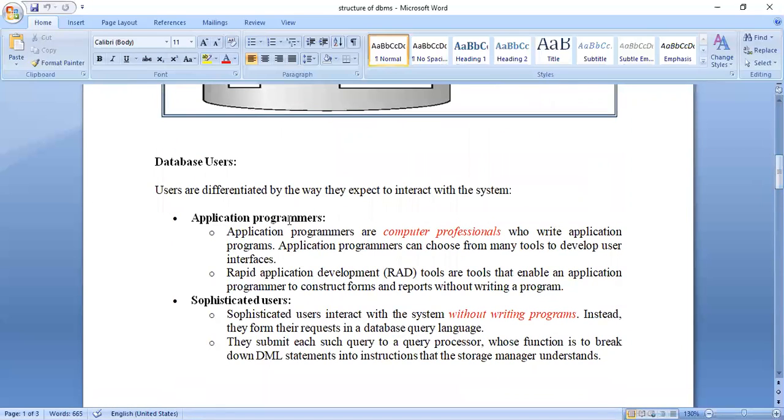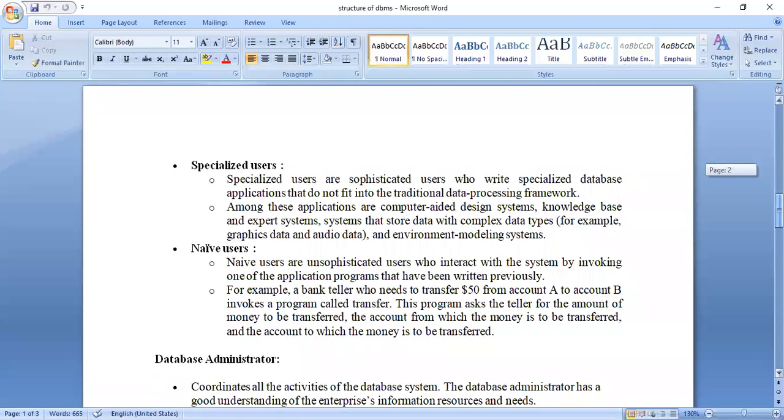If you consider application programmers, those are nothing but computer professionals who write application programs. Sophisticated users are used to interact with the system. They need not write any programs. Instead, they form their requests in a database query language. And specialized users are sophisticated users who write specialized database applications. Among these applications are computer aided design systems, knowledge base, and expert systems.